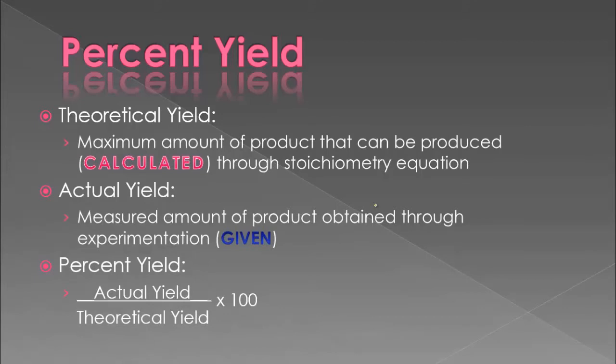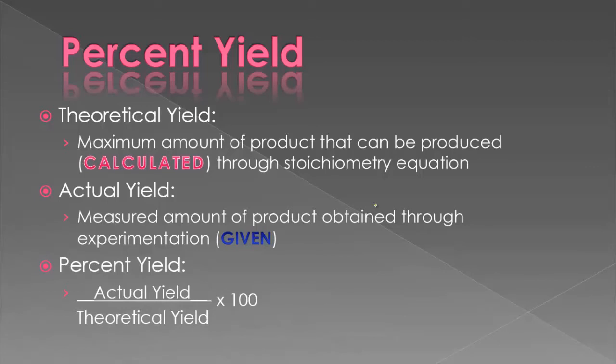Our first number is going to be a theoretical yield. A theoretical yield is basically a theory, or in theory, why we call it theoretical, what you should get as a result of this reaction. So this is the maximum amount of product that you should be able to produce.